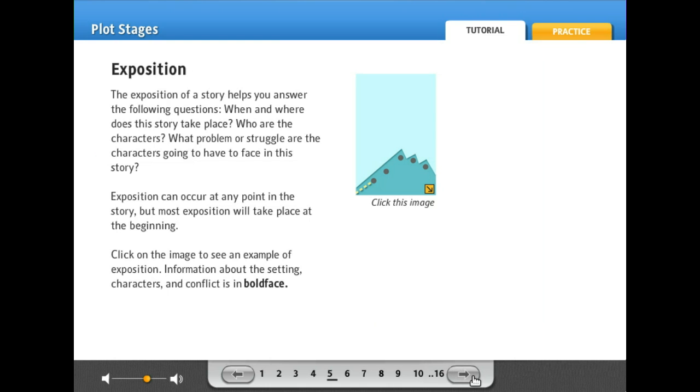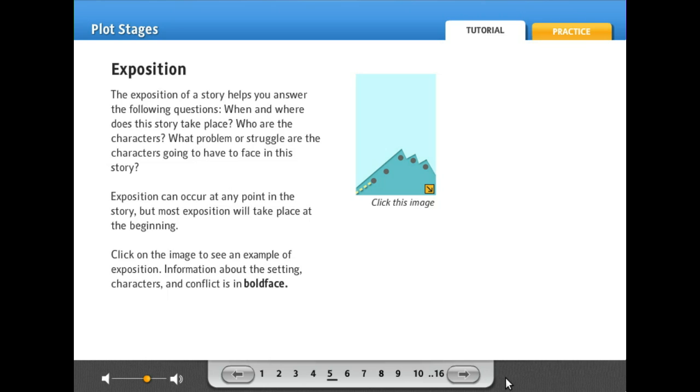The exposition of a story helps you answer the following questions. When and where does this story take place? Who are the characters? What problem or struggle are the characters going to have to face in this story? Exposition can occur at any point in the story, but most exposition will take place at the beginning. Click on the image to see an example of exposition.